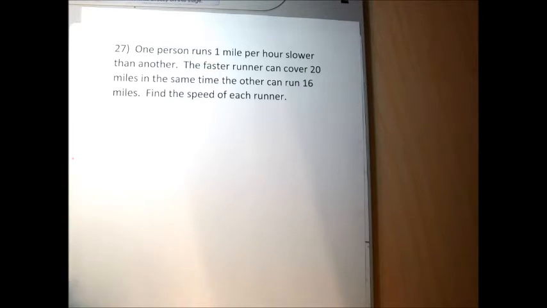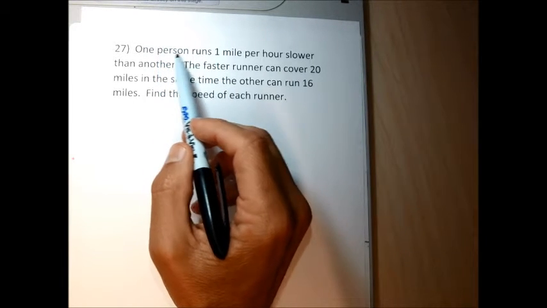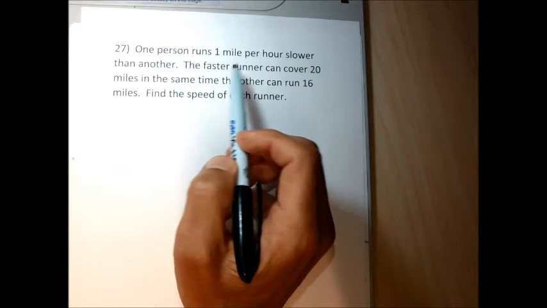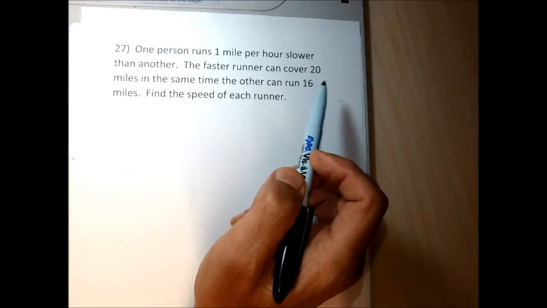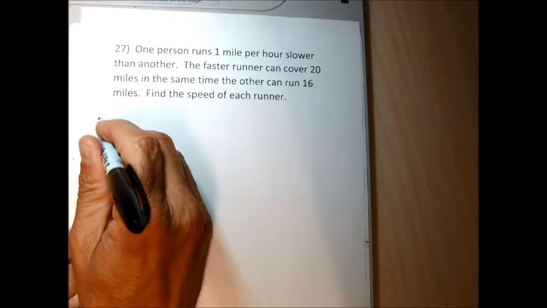So it looks like there's only one word problem. This is the walker-runner word problem. One person runs 1 mile per hour slower than another. The faster runner can cover 20 miles in the same time the other runner can run 16 miles. So you have to remember we did these with a box.